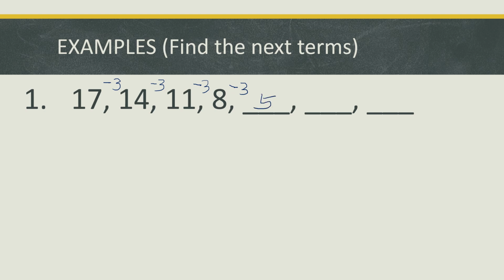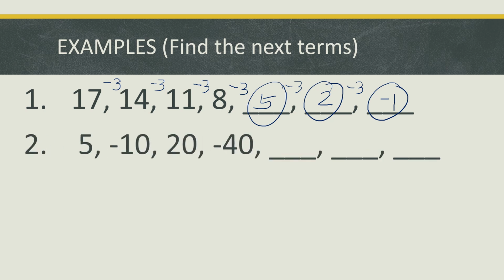So follow the pattern, follow the rule. We will subtract 3 to get 2, we will subtract 3 again, and we will get negative 1. So 5, 2, and negative 1 are the next three terms of the given sequence. Right? So, madali. Let us try the next example.